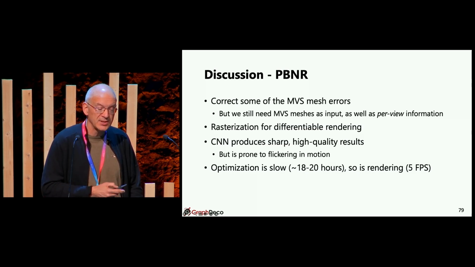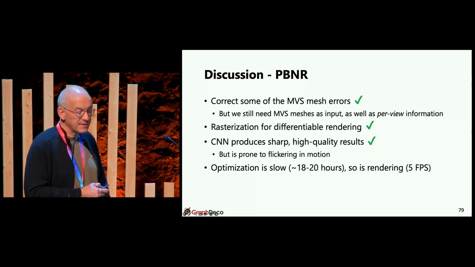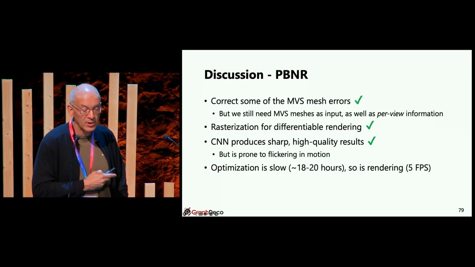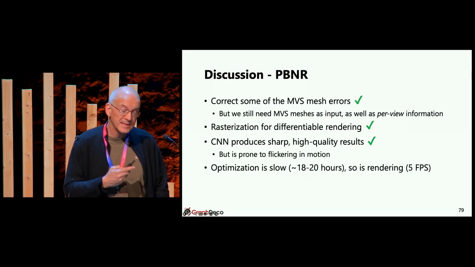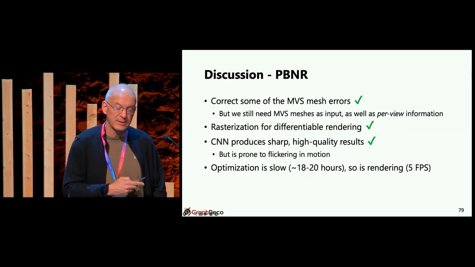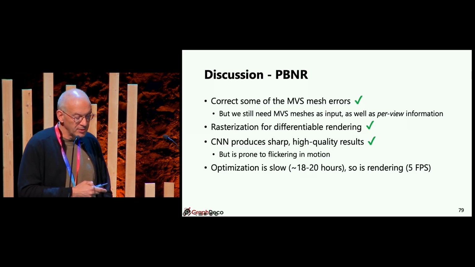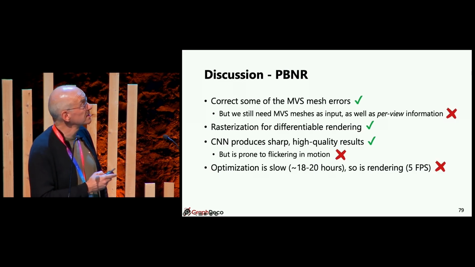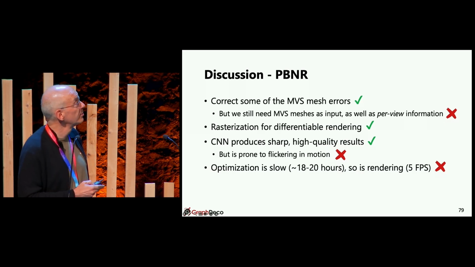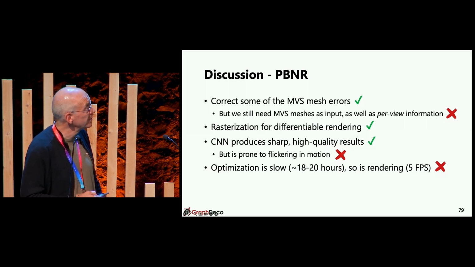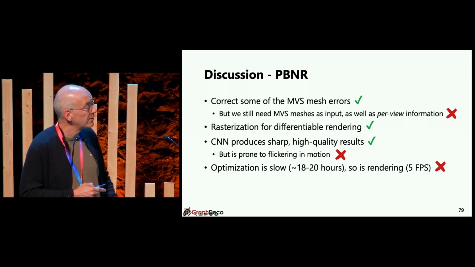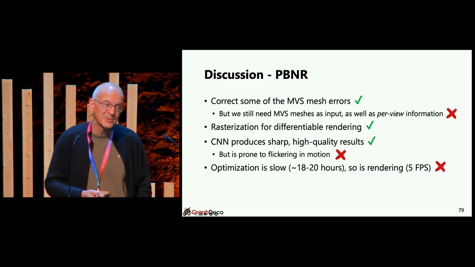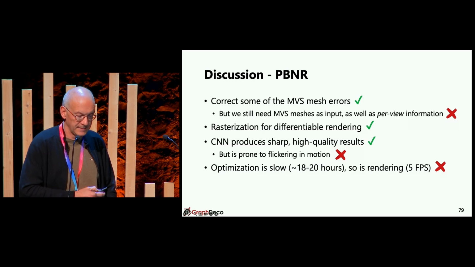We had rasterization for differentiable rendering, and the CNN that we used, the neural network to produce the image, produced sharp, high-quality results. But CNNs are prone to flickering in motion, and that was a bit of a problem. And unfortunately, we still needed the meshes as input so that we could get the positions and the normals. There is this flickering, and optimization was very slow. It was 18 to 20 hours, and even though rendering was much faster than anybody else, 5 frames per second is nowhere close to the speed that we need.